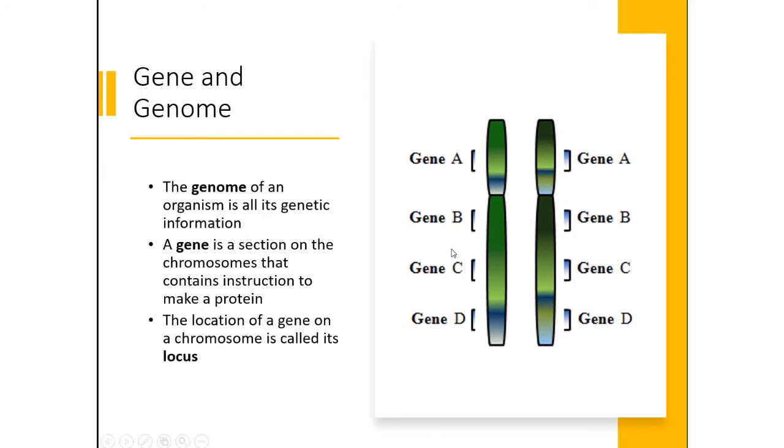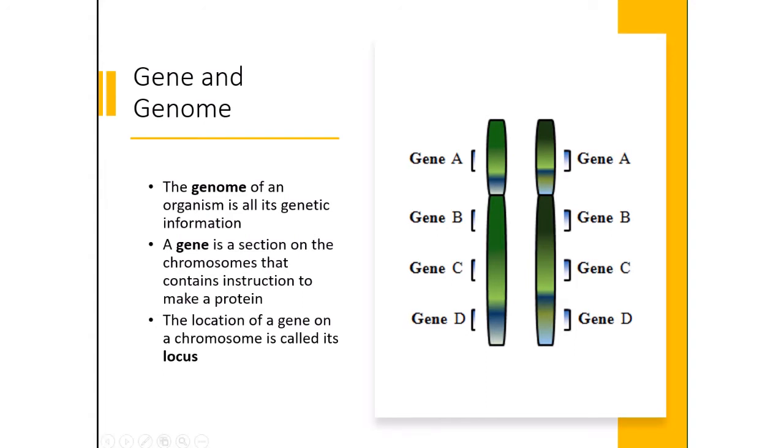Before we learn about transcription, let's go through some terminology. The genome of an organism is all of its genetic information. So if you sequence all your 46 chromosomes and figure out all the nucleotides in the chromosomes, that would be your genome. Here is a chromosome, and we have 46 of them. On each chromosome, there would be thousands of genes, and for simplicity, I show you 4 genes here. So the gene is a section of the chromosome that has the instruction to make a particular protein.